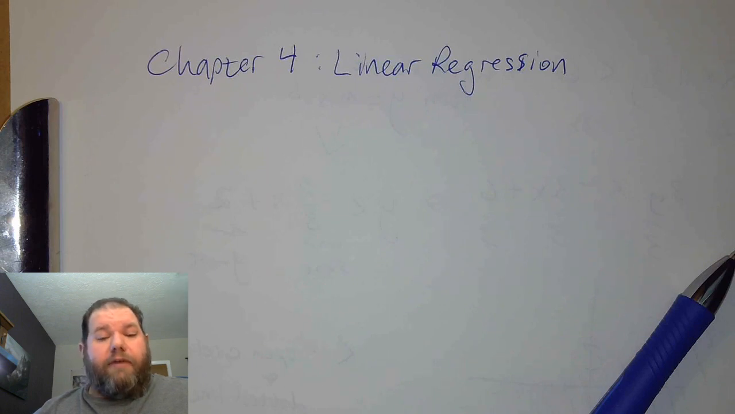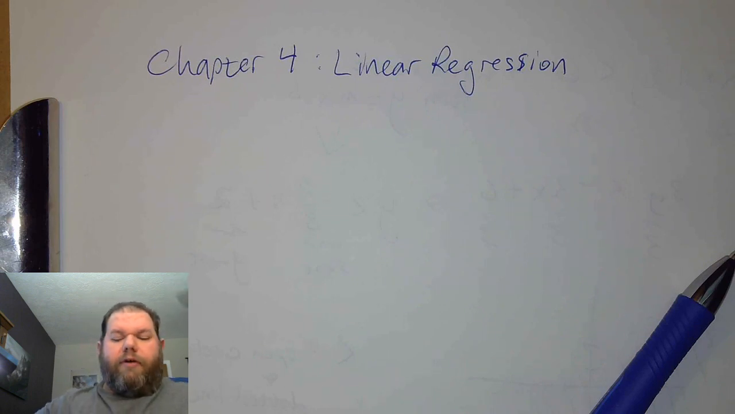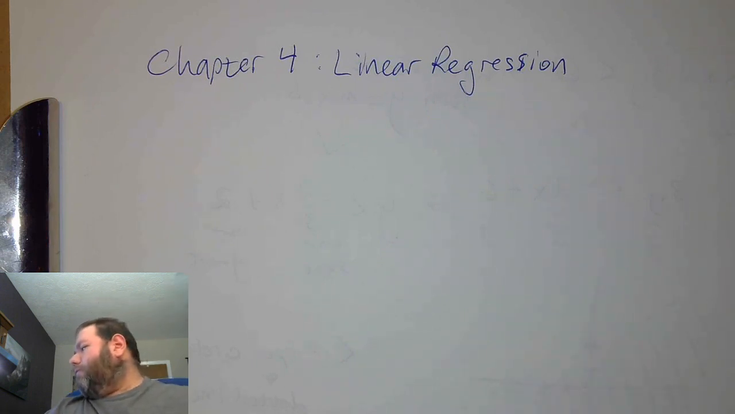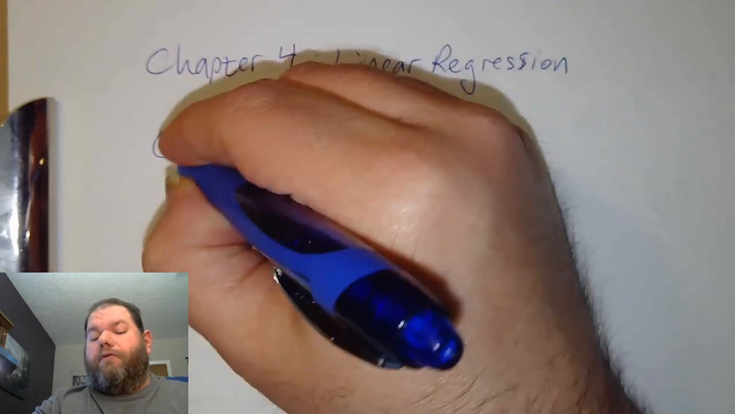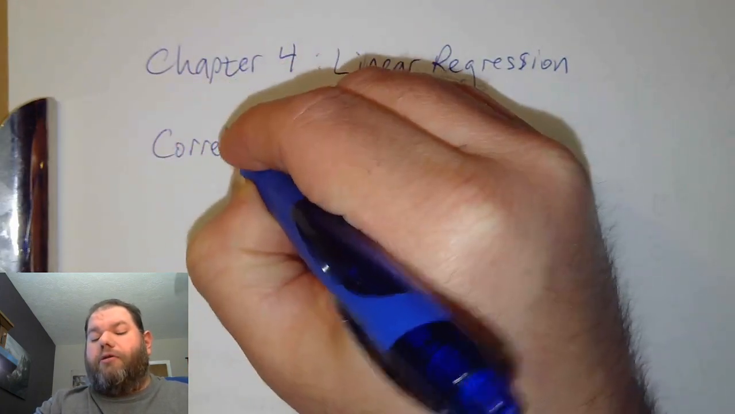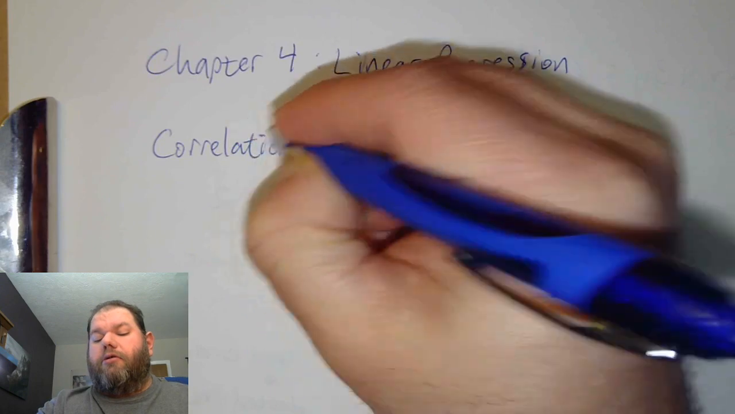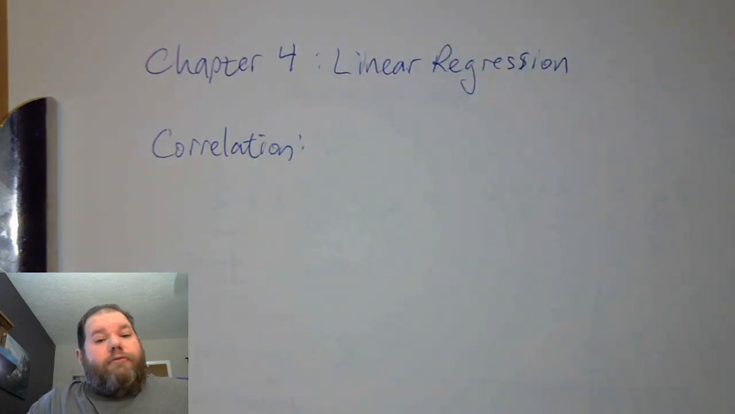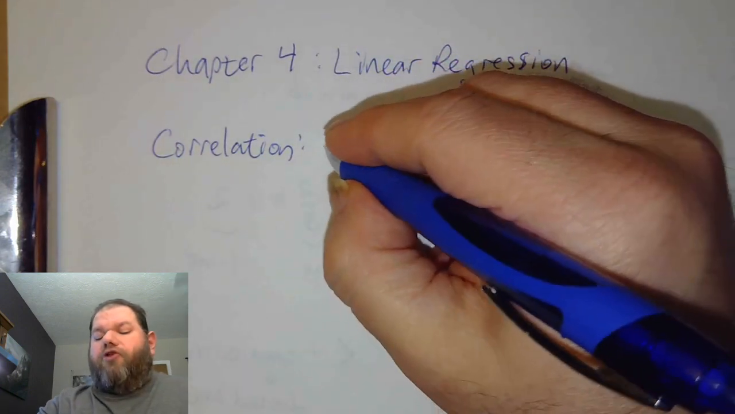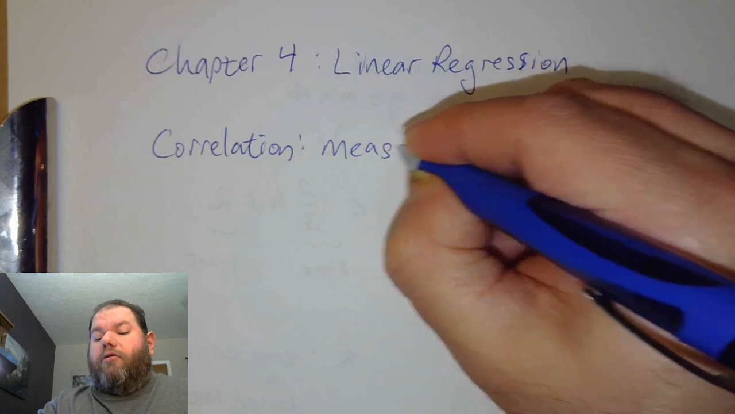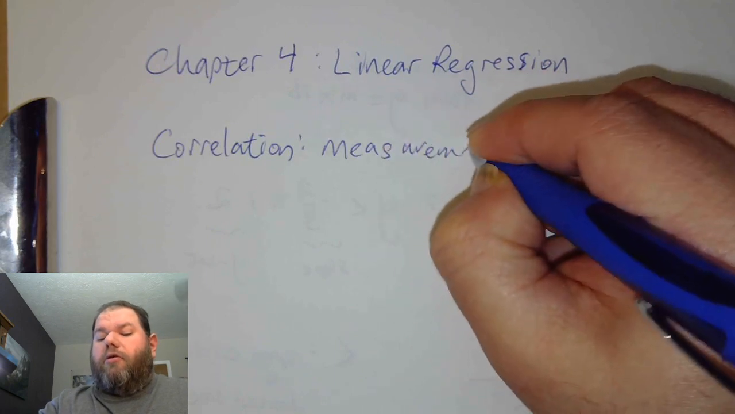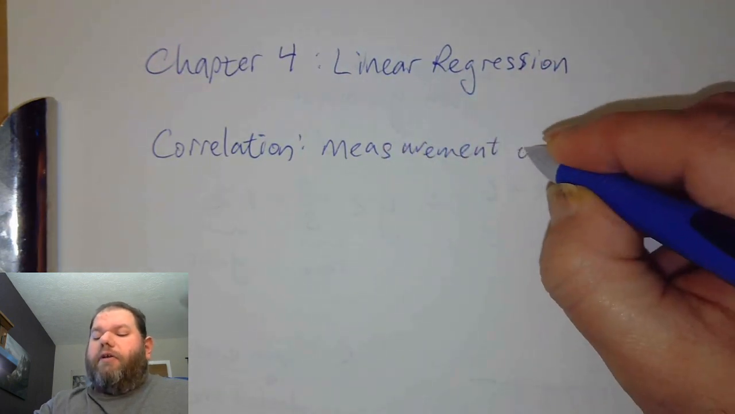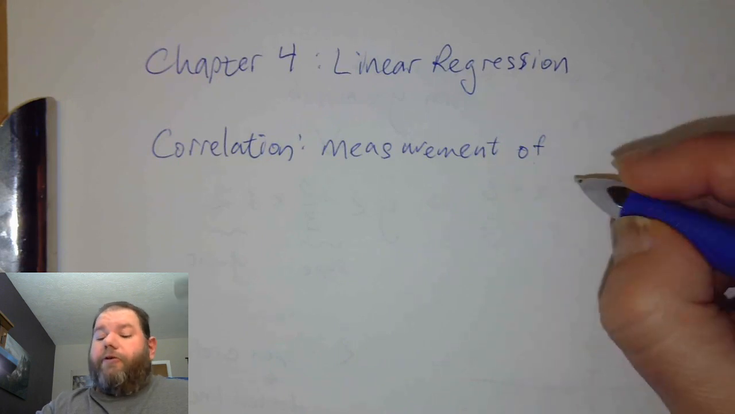But before we get to that, of course, we have some definitions to start off. First of all, we have correlation, which is a method to determine. It's really a measurement of the relationship between two variables.